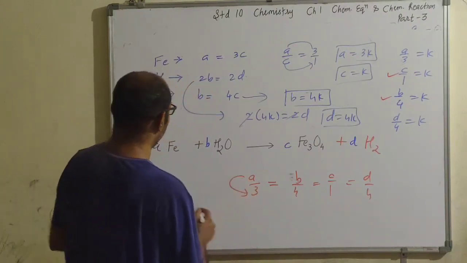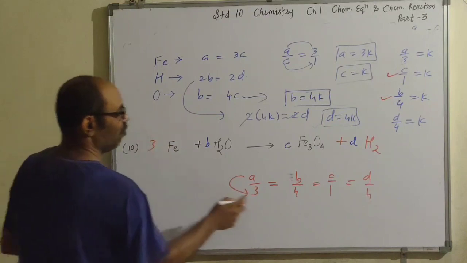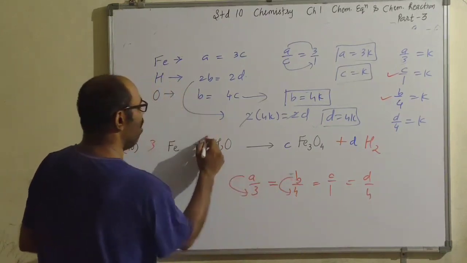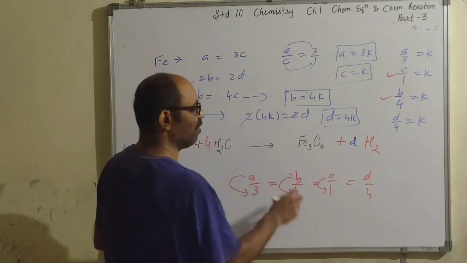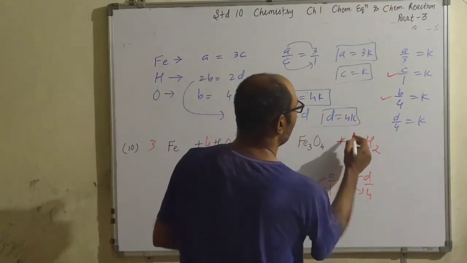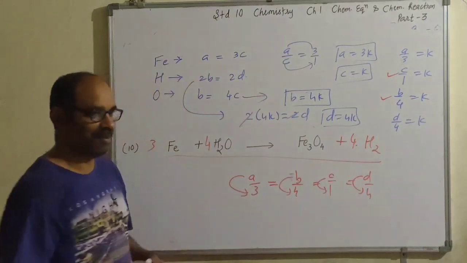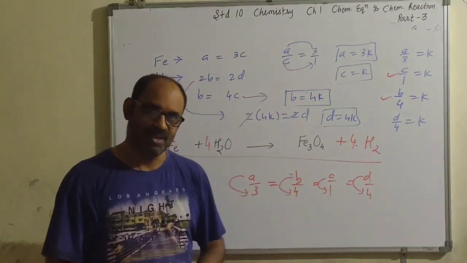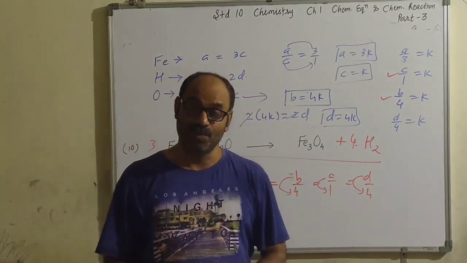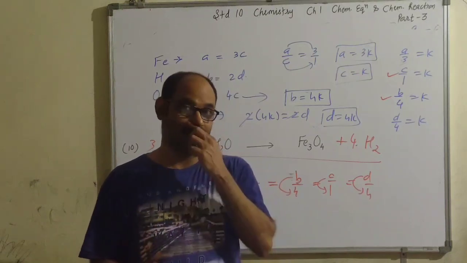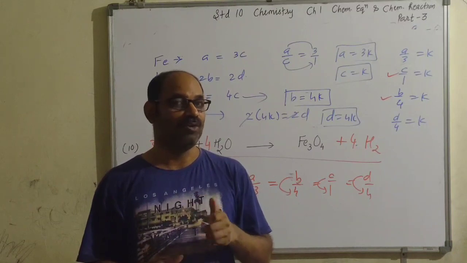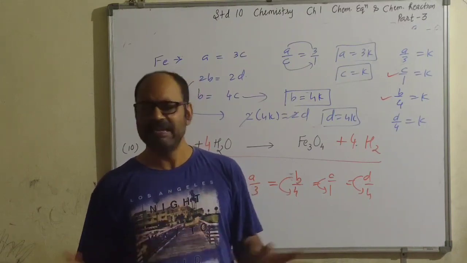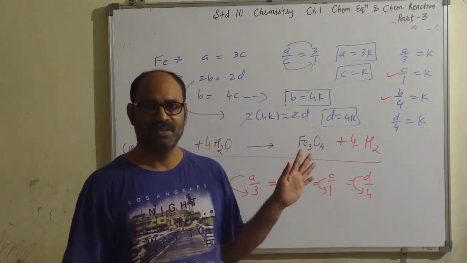What is A? 3. What is B? 4. What is C? 1. No need of writing 1. And what is D? 4. Now this is a balanced chemical equation. Alright children. So I hope balancing of chemical equation is not going to be an issue for you. I am sure you will be able to balance any chemical equation by this method.